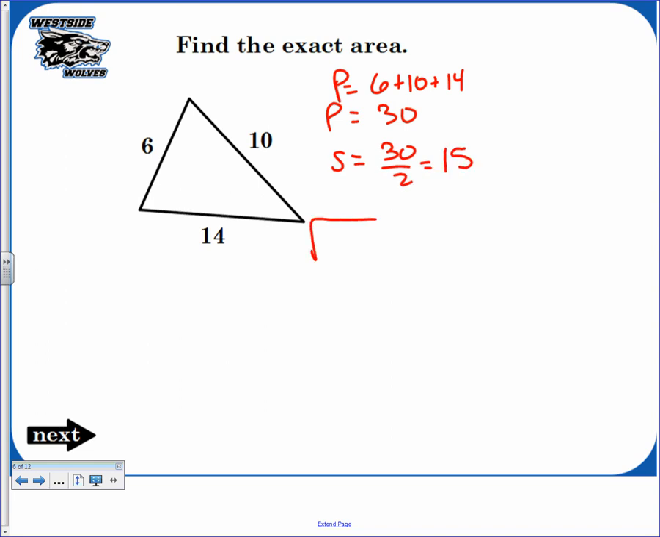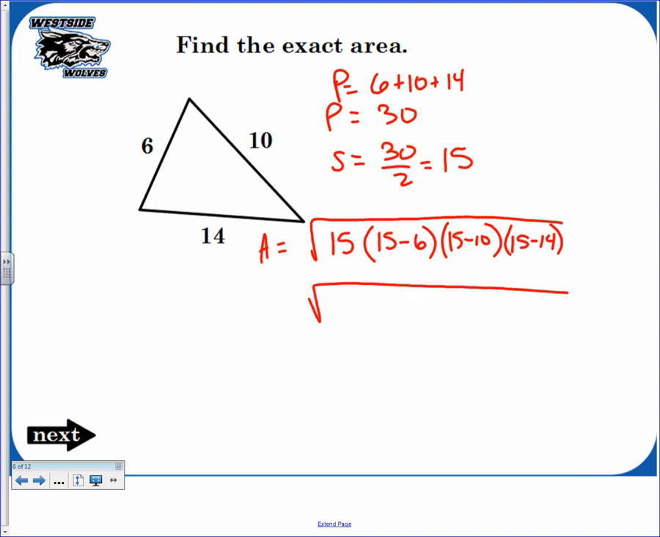So we go to our radical. We've got the semi-perimeter S times 15 minus 6 times 15 minus 10 times 15 minus 14. When we're working with Heron's formula, a lot of people want to just multiply all these numbers together once they have them, but that's not necessarily the smartest way to work. So we want to work smarter, not harder.